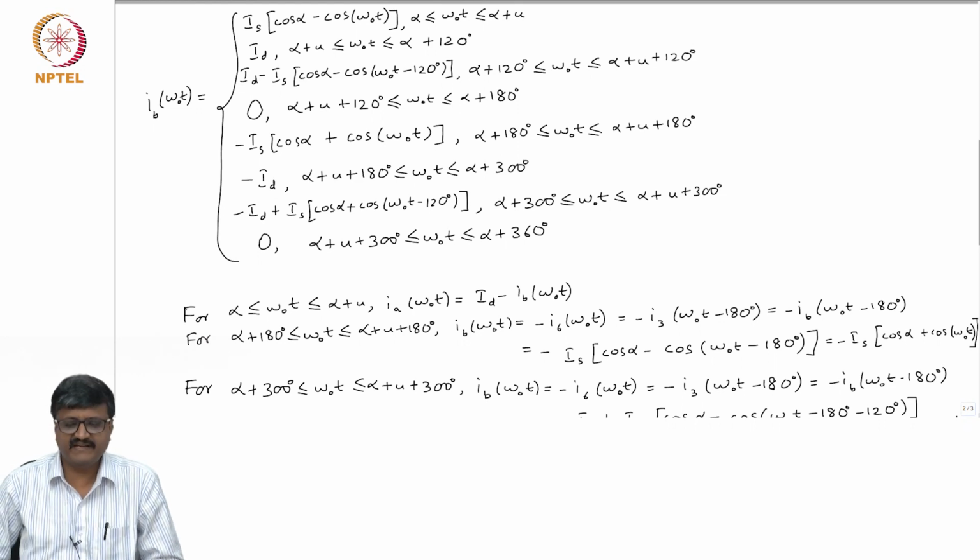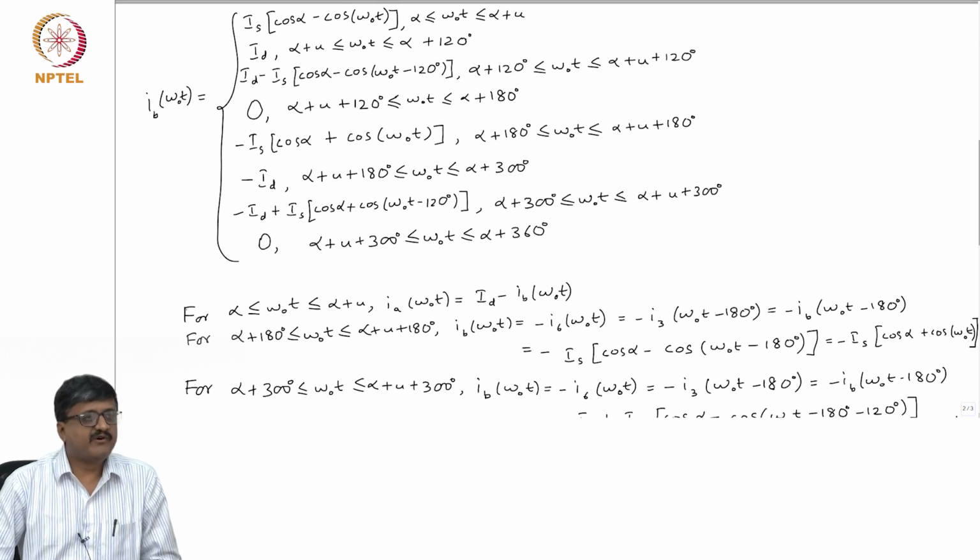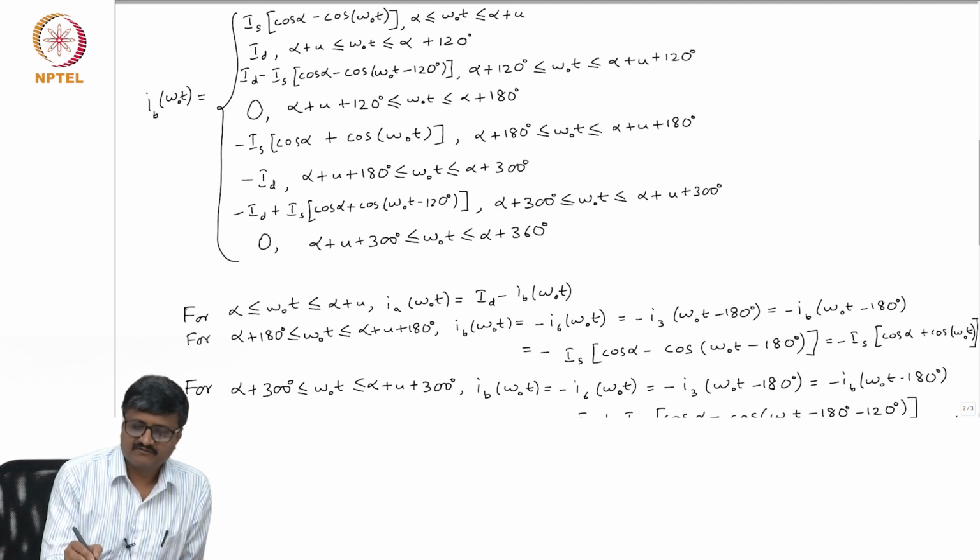Do you see any symmetry in IB? It has half wave symmetry. So, IB of omega t plus 180 degrees is equal to minus IB. So, you see that this has half wave symmetry. So, IB has half wave symmetry.